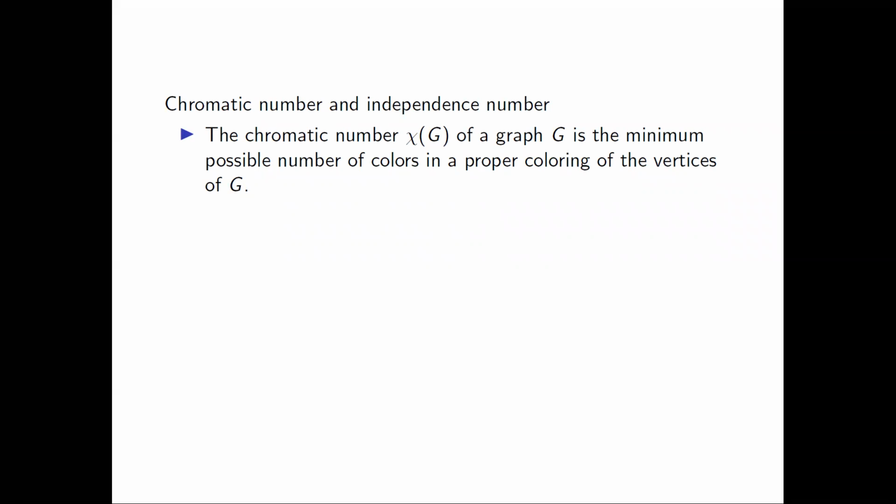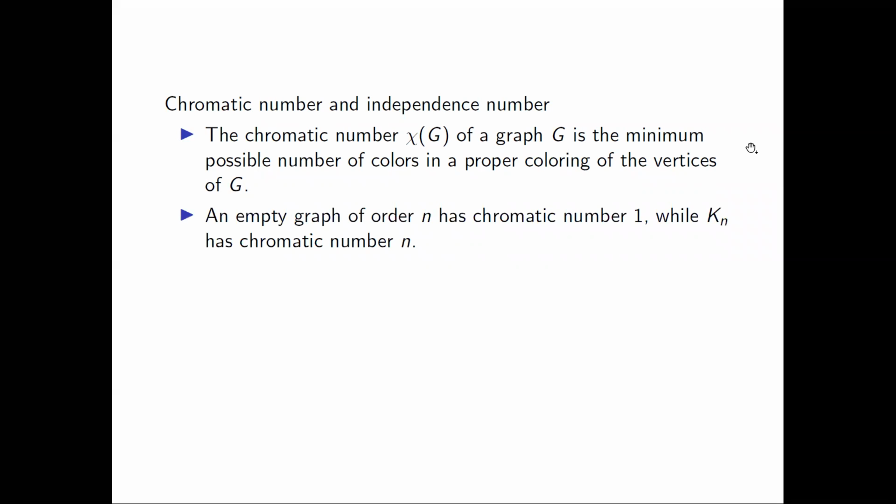So we'll define the chromatic number of a graph G to be the minimum possible number of colors in a proper coloring of the vertices of G. Here's a couple examples. If we have an empty graph of order n, so again, this is a graph with n vertices and no edges, that will have chromatic number 1, because we can assign the same color to all of the vertices and none of them are adjacent, so it's a proper coloring. And since we're looking for the minimum, one color is the best we can do.